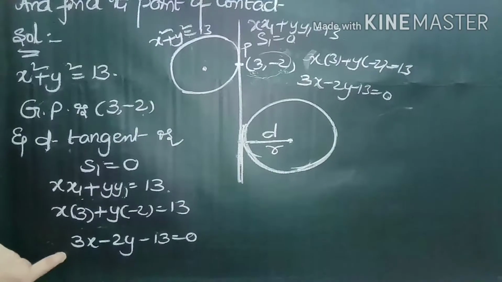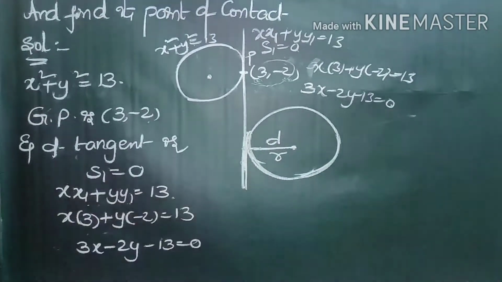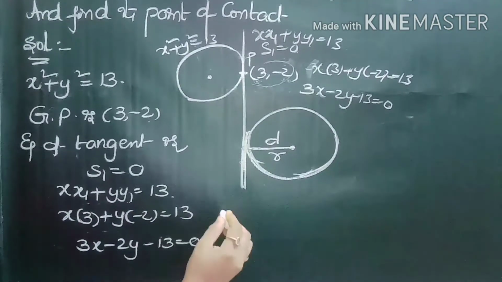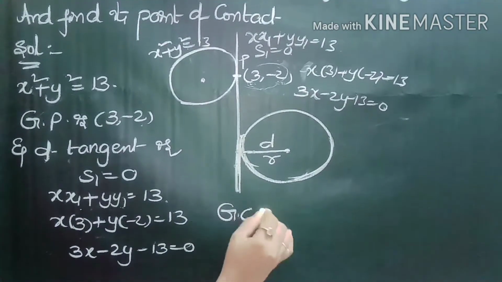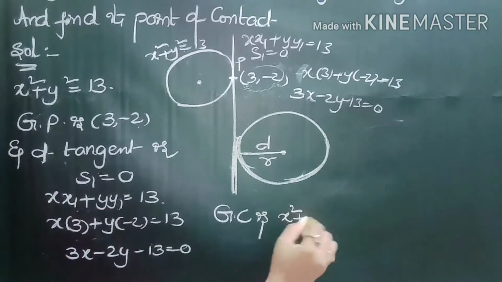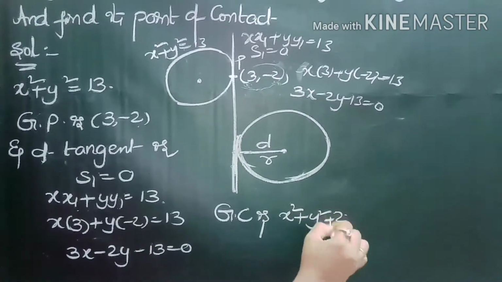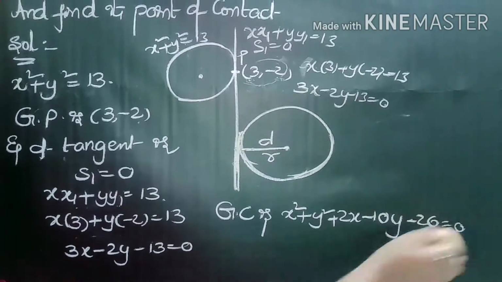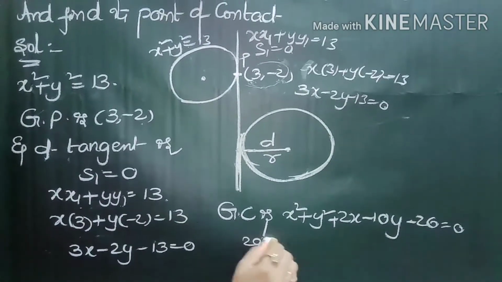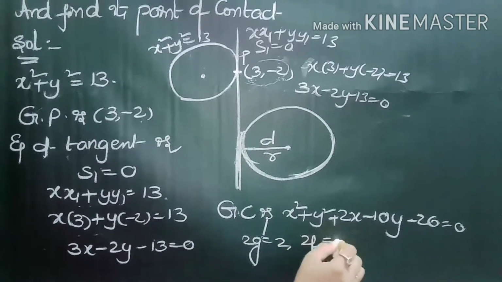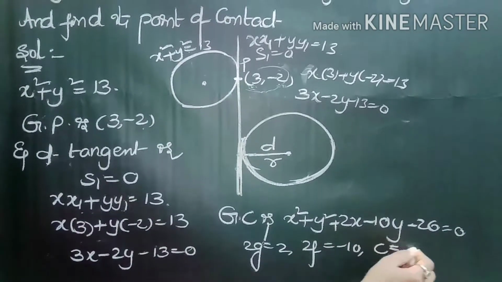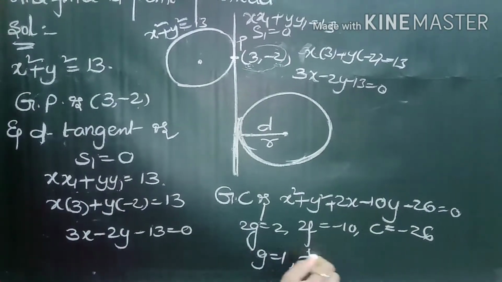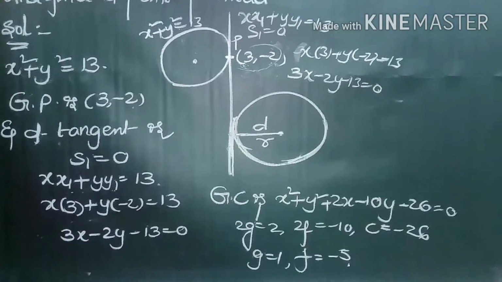Now we want to show that this is also a tangent to the second circle. Means we want to check the condition r equals d. Now again take the second circle. Given circle is x² + y² + 2x - 10y - 26 = 0. Now 2g = 2, 2f = -10, c = -26. So 2g = 2 means g = 1 and here f = -5.